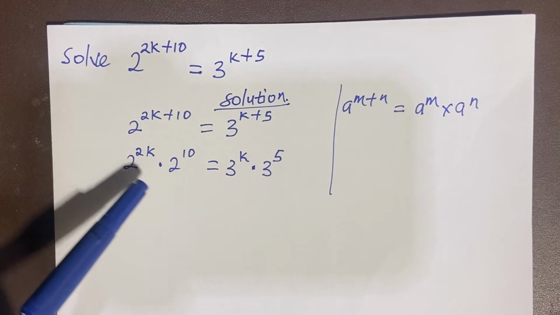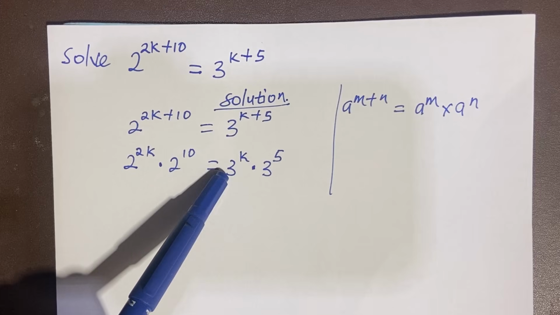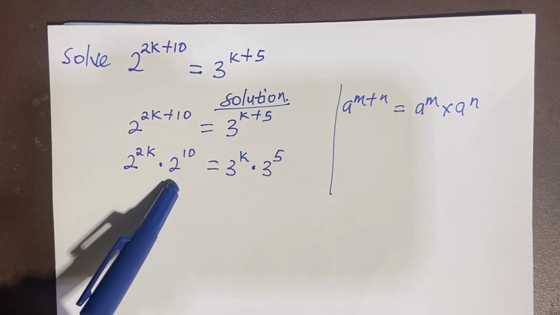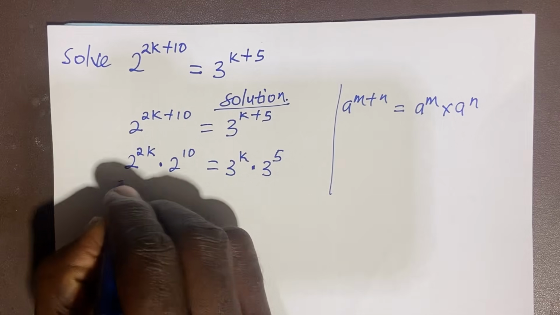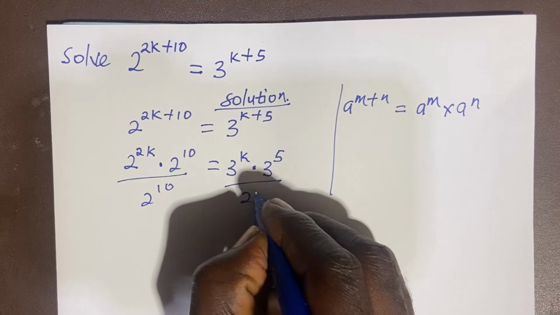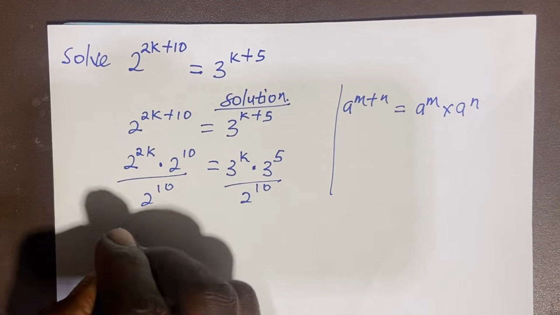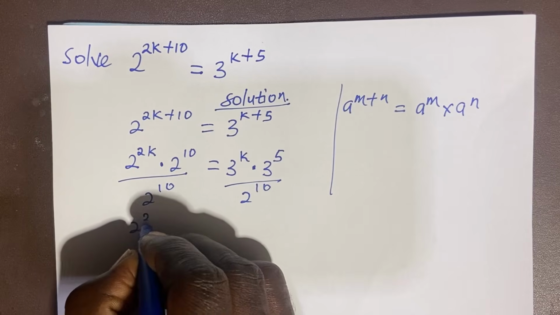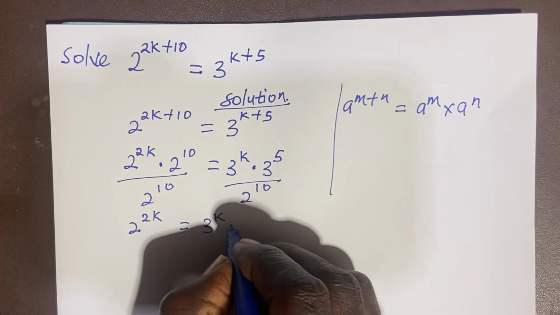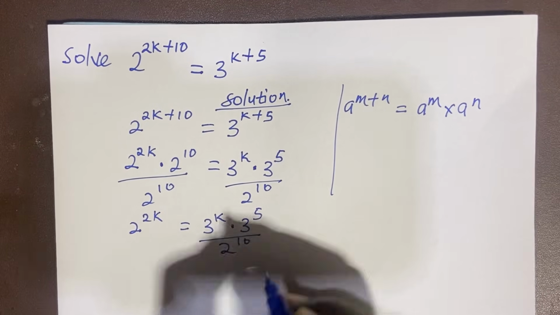From here, we have 2 to the power 2k, 2 to the power 10, 3 to the power k, 3 to the power 5. From here, we can eliminate 2 to the power 10 at this side. So we divide by 2 to the power 10 on both sides. Then what is left here? So I have 2 to the power 2k is equal to 3 to the power k multiplied by 3 to the power 5 all over 2 to the power 10.